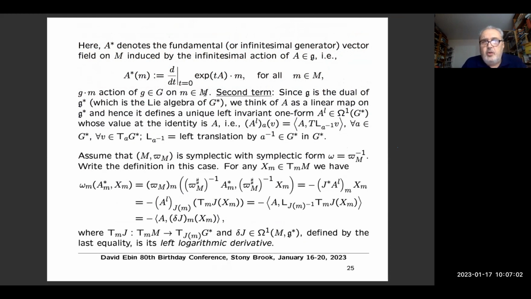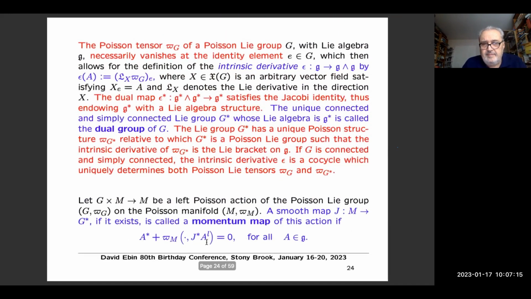So G is the dual of G star, which is the Lie algebra of G star, as we discussed. We think of A as a linear map on G star, and hence it defines a unique left invariant one form, AL. You pull it back. That's what you need, because this one is on M. Pi is a bivector, so you have to put a form here. You have to put a form here.